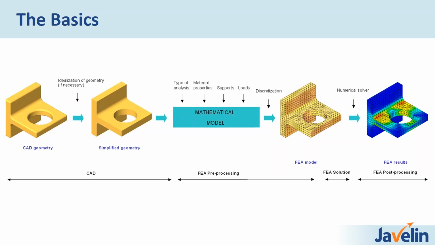We need to give SOLIDWORKS some steps, and we'll go through this again in a moment, but you need to tell it what type of analysis you're doing. Are we trying static or buckling or thermal, etc.? We need to tell it what materials we're using, so it knows how strong and how stiff the materials are, how they'll behave.